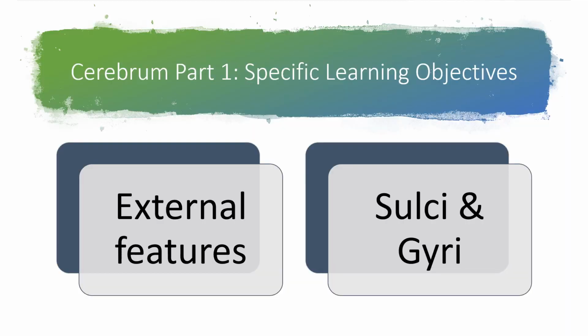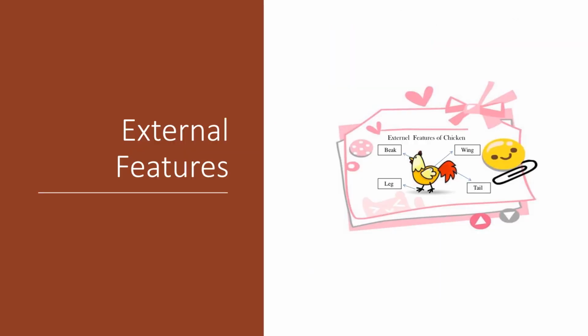The specific learning objectives of part 1 include the external features of the cerebrum and the sulci and the gyri. Of course, these features have to be ascertained by studying a specimen of the brain in the dissection hall. We will start with the external features of the cerebrum.